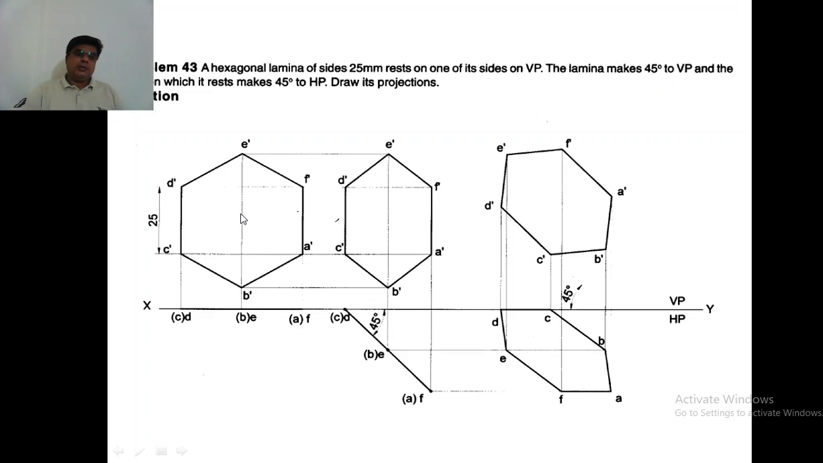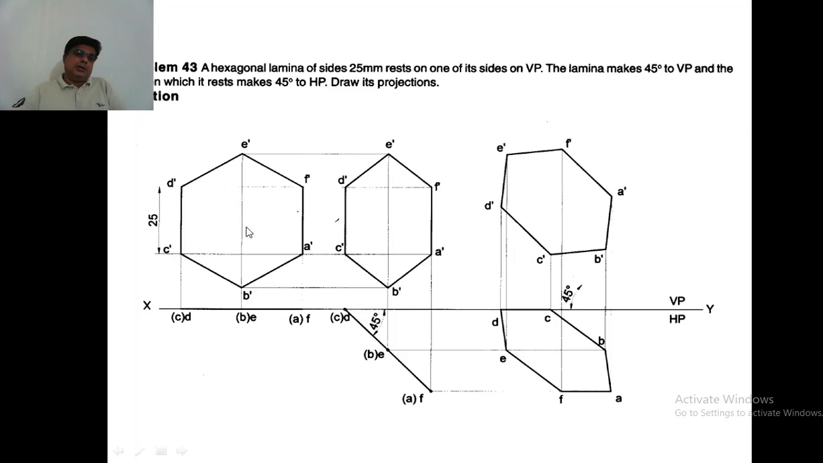In that case, you should keep the plane parallel to the vertical plane. If it is inclined to the vertical plane, this is the vertical plane. If the rectangular lamina or any lamina is inclined to the vertical plane, it looks like this. So make it parallel to the vertical plane and keep it in the vertical plane. If the lamina or object is in the vertical plane, I can see the front view. The shape of that can be seen in the front view.